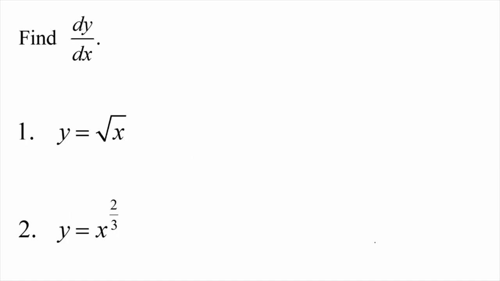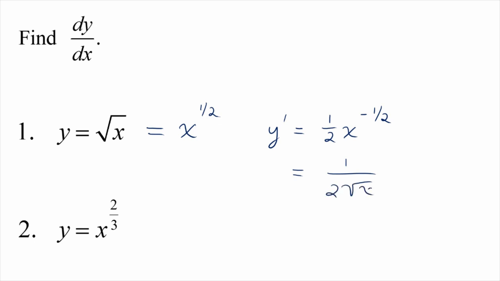For the following, let's find dy/dx. Number 1, we have y equals the square root of x, which we know is the same thing as x to the 1/2 power. So y prime would equal 1/2 x, and now we subtract 1 from 1/2, giving us negative 1/2. We can rewrite this answer as 1 over 2 times root x.